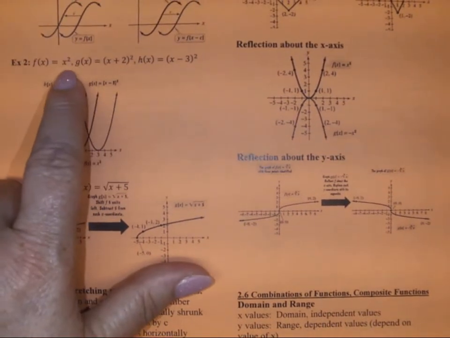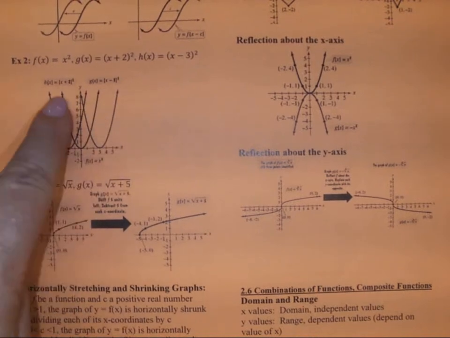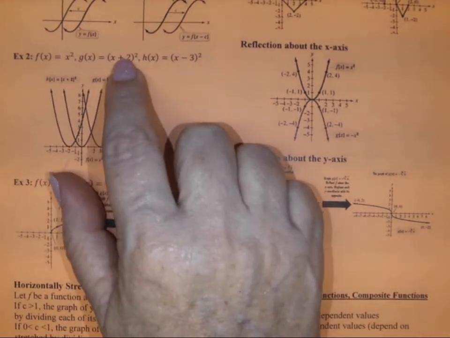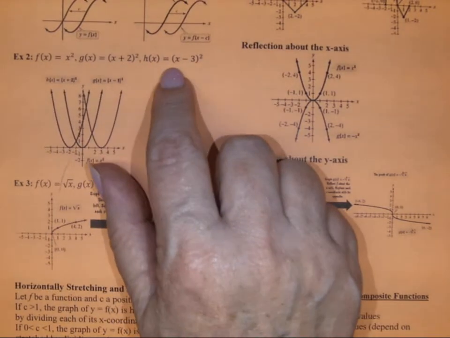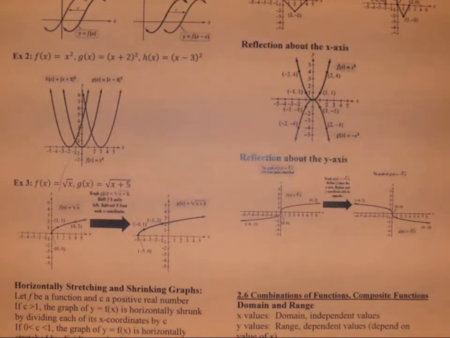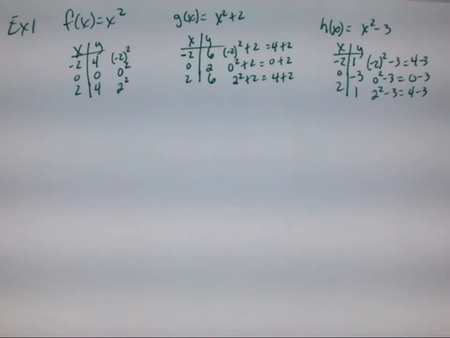So f of x equals x squared, if we start with the regular parabola in the middle. And then I add 2. The adding 2 will move it this way. If I subtract 3, it will go this way. So we can do the same thing with the t-charts. So let's go to example 2.